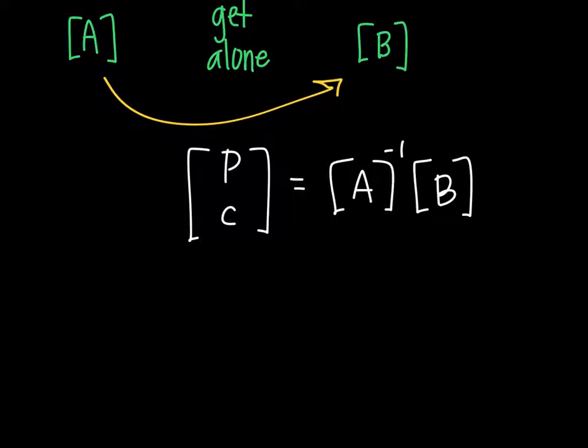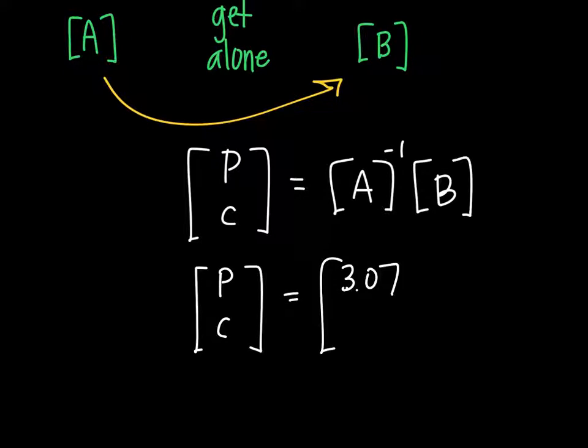Most people, hopefully everybody, got the following results: 3.07 and 1.93. What does that mean? What is the meaning?